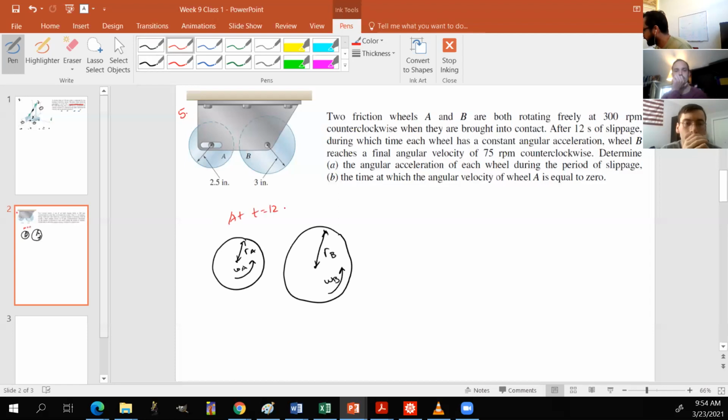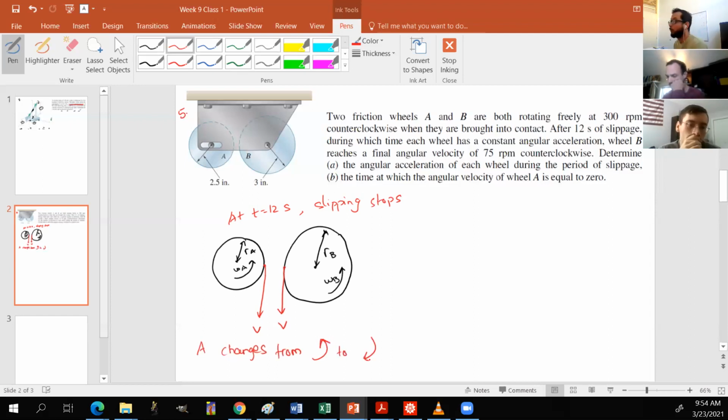Then at 12 seconds, when slipping stops, that's color red. So at t equals 12 seconds, slipping stops, right? What that means is that this point in contact is going to be moving with the same velocity. And because we know that B is counterclockwise after 12 seconds, we know that A is going to be clockwise. So it's going to move with the same velocity V, right? The point to notice is that A changes from being counterclockwise initially to being clockwise after 12 seconds.